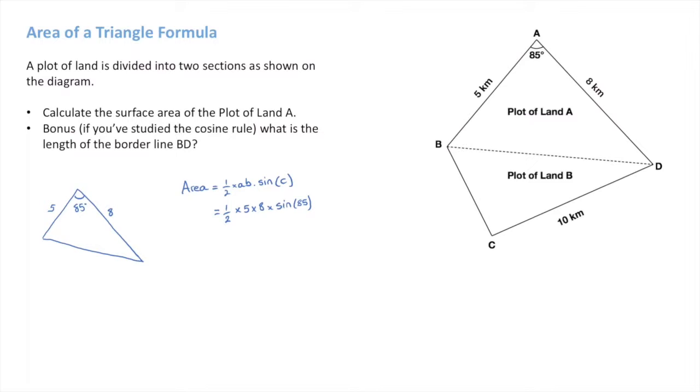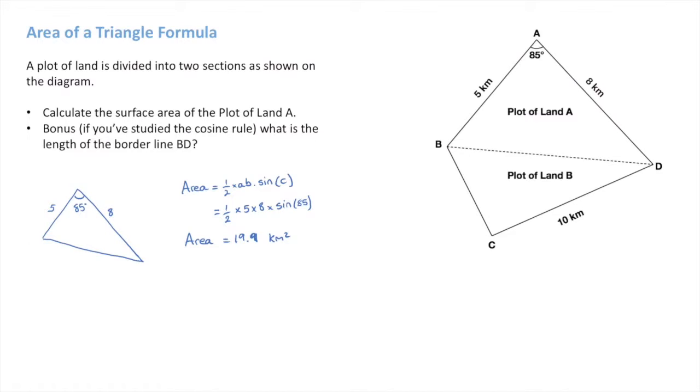And using our calculator and rounding to 3 significant figures, we find that the area is equal to 19.9. But now, because these are kilometers, the surface area will be in square kilometers. And there we have it. That's the surface area of the plot of land A.